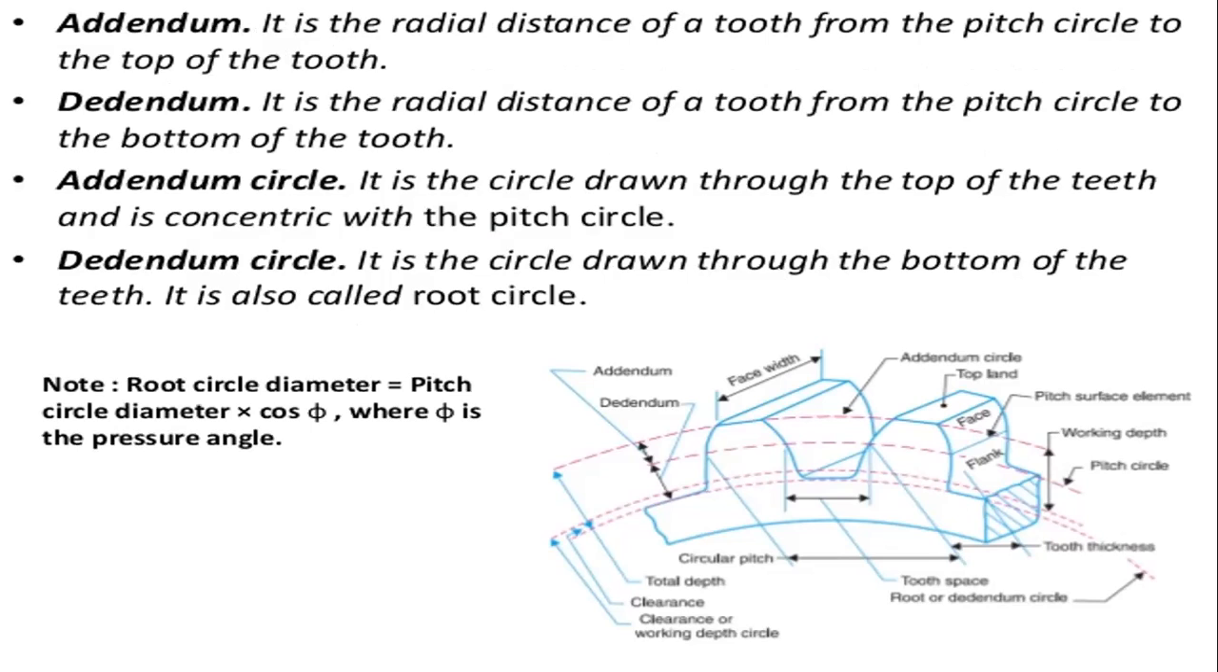Next one is the addendum. It is the radial distance of a tooth from the pitch circle to the top of the tooth. You can see the addendum part here. This radial distance from the pitch circle to the top of the tooth is called the addendum. So this topmost area of the gear tooth is called the addendum.